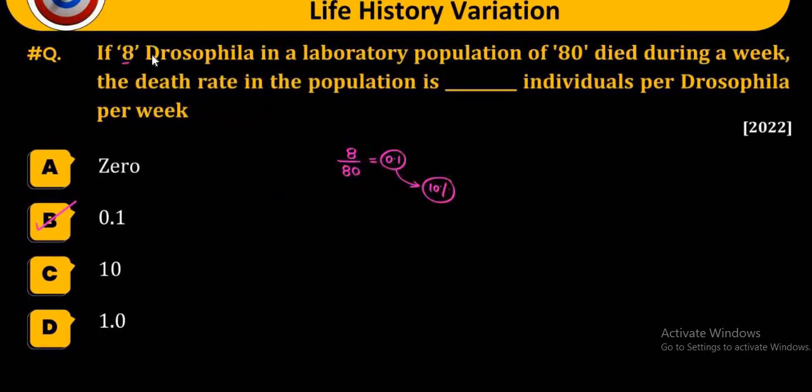Next question, if 8 Drosophila in a laboratory population of 80 died during a week, the death rate in the population is dash individual per Drosophila per week. 8 by 80 is equal to 0.1, 10%. So option B is correct, 0.1.